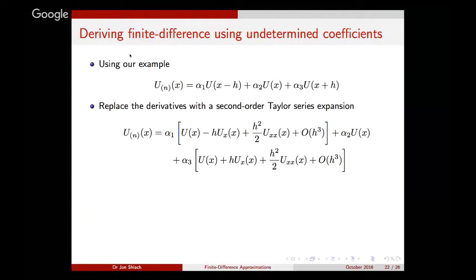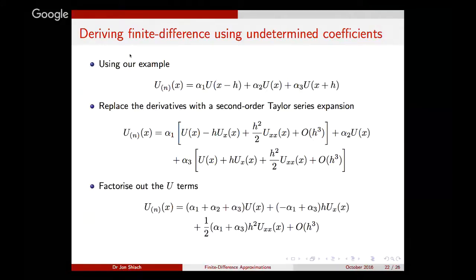What I then do is factorize out the u values. So factorize out the u terms. First have a look at all the u(x)'s. Here we've got alpha 1 u(x), here we've got alpha 2 times u(x), and here we've got alpha 3 times u(x). So if I was to factorize out u(x), I'd have alpha 1 plus alpha 2 plus alpha 3.